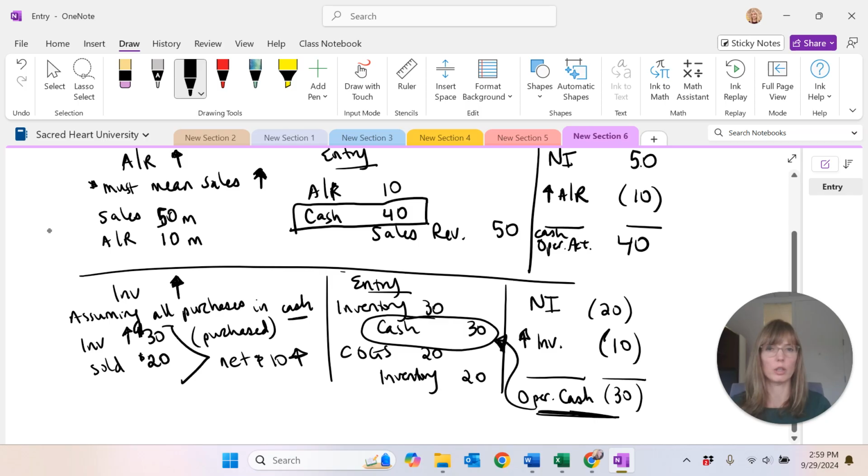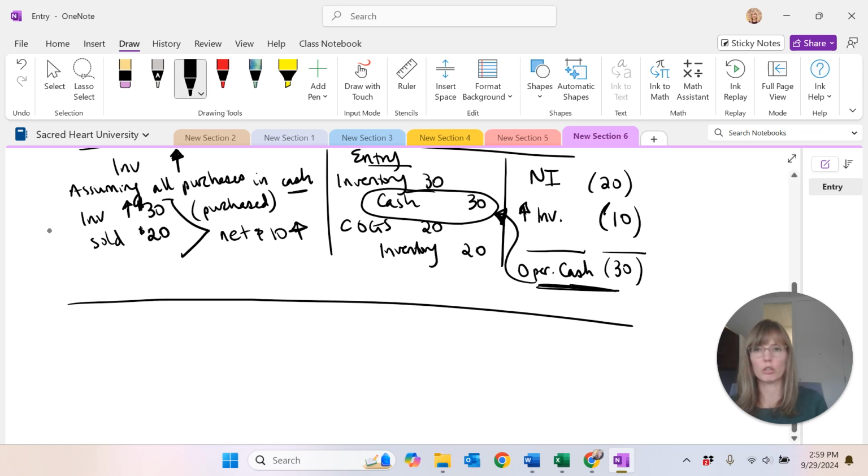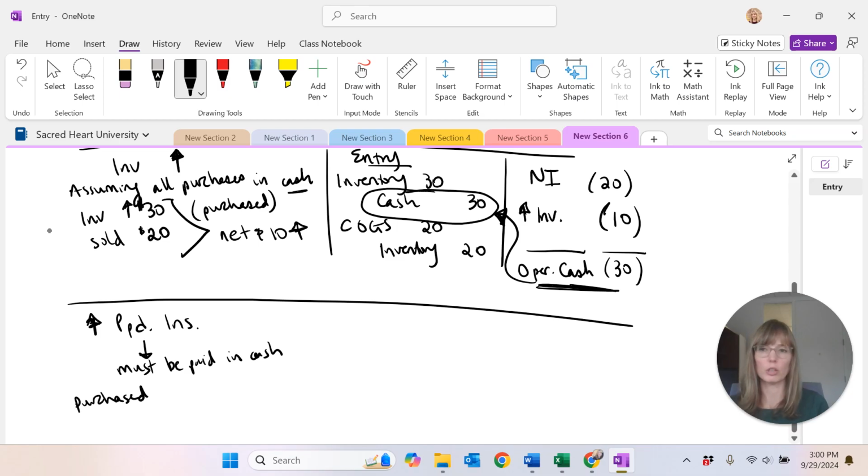All right, what about prepaid insurance? If we have an increase in prepaid insurance, or any prepaid asset, let's just take prepaid insurance as an example. The only way to get a prepaid is to be in cash. That's the definition. We pay cash in advance of getting that asset. So let's say over this accounting period, we purchased 100 of prepaid insurance, and then over the period, we used 90 of the prepaid insurance. What would those entries look like?